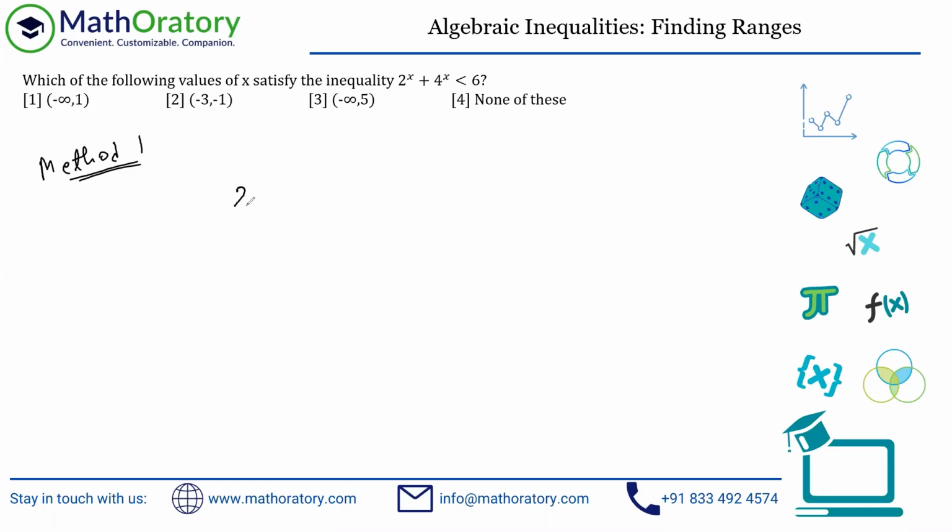So you have this 2 to the power x plus 4 to the power x. This has to be less than 6. So we are looking for the range of x for which this will satisfy, right? In these kind of cases, the first thing is observation. If you observe quickly, then that itself simplifies a lot of things. You should be able to identify that 2 plus 4 is actually equal to 6, right? 2 plus 4 is equal to 6.